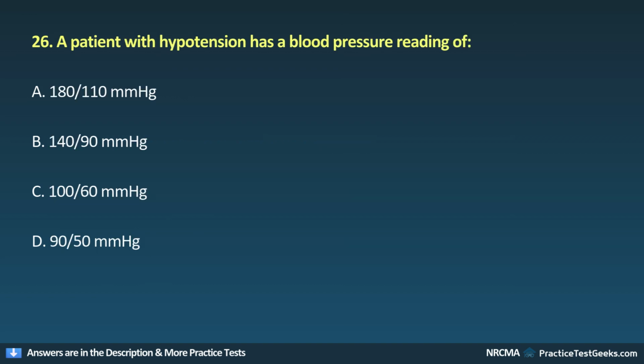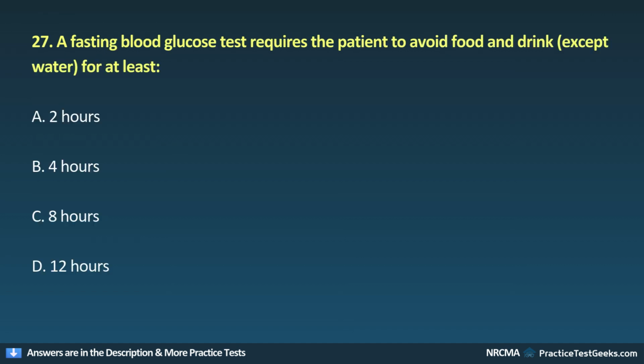26. A patient with hypotension has a blood pressure reading of A. 180/10 mmHg. B. 140/90 mmHg. C. 160 mmHg. D. 90/50 mmHg. 27. A fasting blood glucose test requires the patient to avoid food and drink except water for at least A. 2 hours. B. 4 hours. C. 8 hours. D. 12 hours.